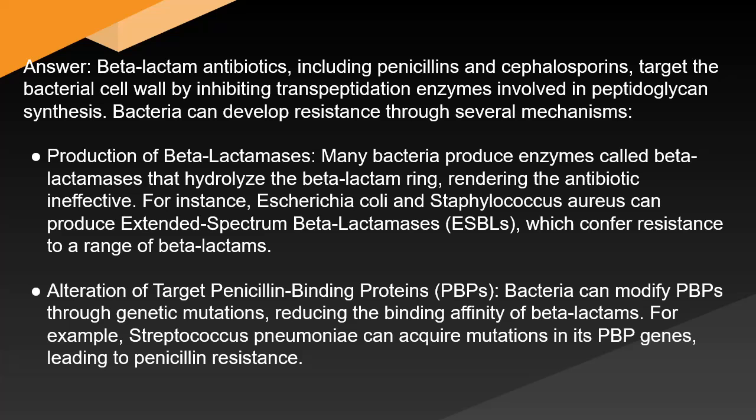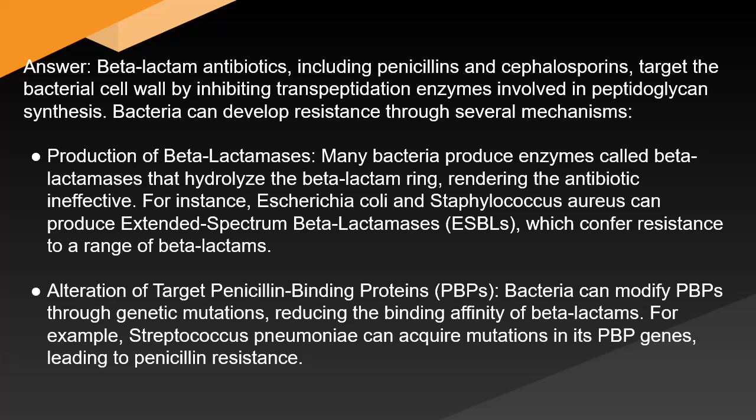Bacteria can develop resistance through several mechanisms. Production of beta-lactamases. Many bacteria produce enzymes called beta-lactamases that hydrolyze the beta-lactam ring, rendering the antibiotic ineffective. For instance, Escherichia coli and Staphylococcus aureus can produce extended-spectrum beta-lactamases (ESBLs), which confer resistance to a range of beta-lactams.